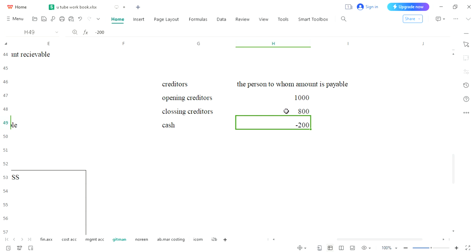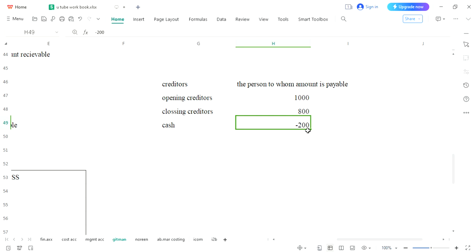I need your attention, and I'm repeating the same for the third time. At start you were liable to pay 1000, but at the end you have 800 worth of creditors, 800 still payable. So 200 we have paid. At start loan was 1000, at end loan is just 800. It means some part of the loan has been paid, and that part is 200. How would loan be paid? When cash goes out. So 200 cash has been paid.